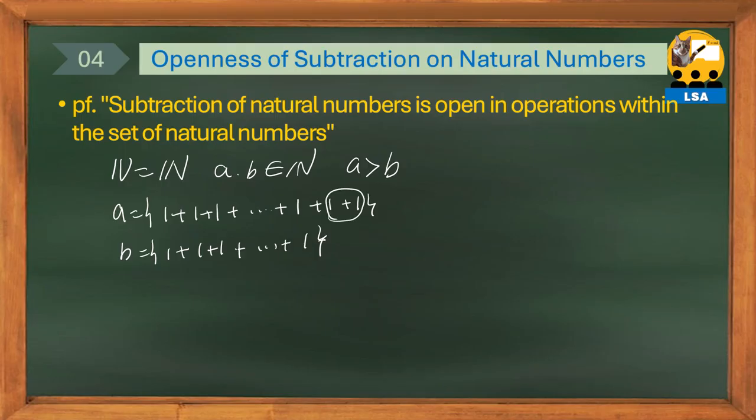For the subtraction operation a minus b, we just need to take away 1's equal to b from a, leaving 2, which makes 2. Since 2 is a natural number, it is closed.